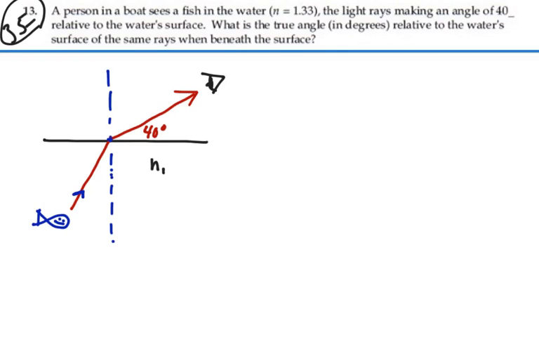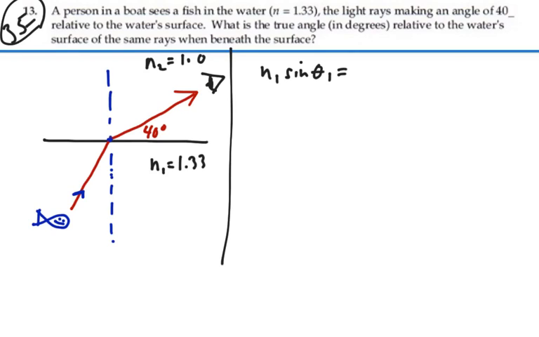So the first index is water, 1.33. The second index is air, 1.0. Snell's law should apply to this situation. We should have that index 1 sine theta 1 should equal index 2 sine theta 2. Now in this case, theta 2 is this angle right here, 50 degrees. Theta 1 is this angle of incidence with the normal, and that's what we wish to find out.